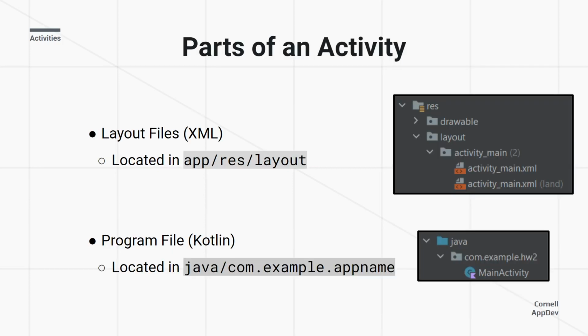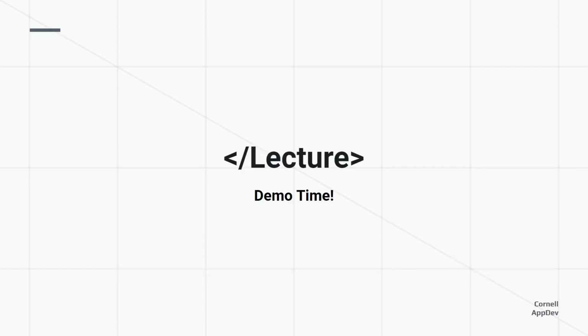So in terms of parts of the activity, this is like your file structure. Layout files will be located in app/res/layout, and however many folders after that for how you've organized your layouts. And in terms of program files, those will be located in java/com, whatever your package name is, and then your activities will be stored there.